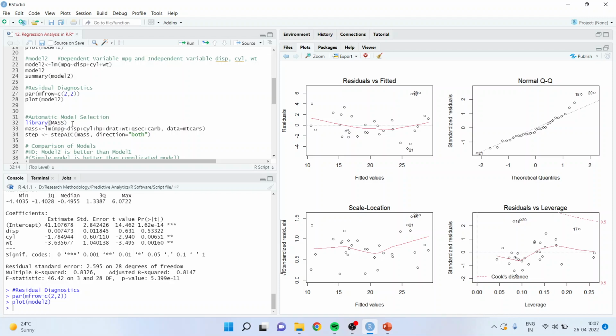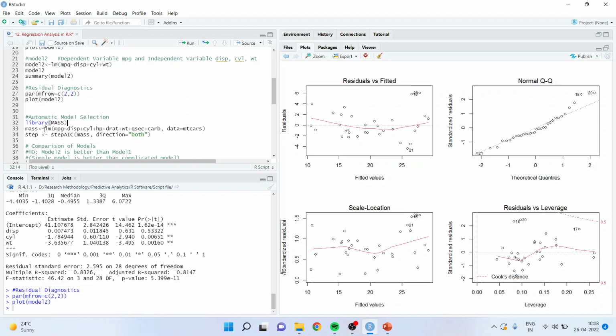Activate the library MASS. We very well know how to install the packages. You can see in my earlier videos in which I have discussed activating the packages. Kindly go to my playlist of R and you will be able to see all the previous videos.